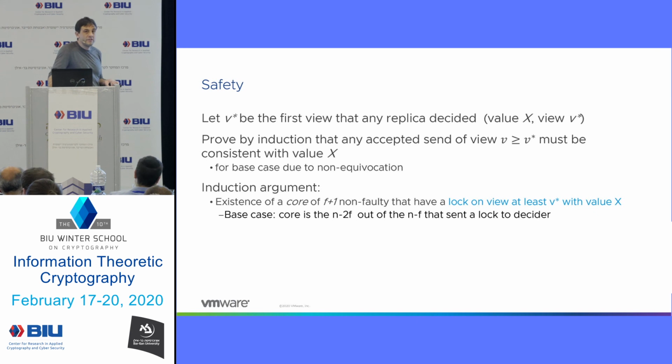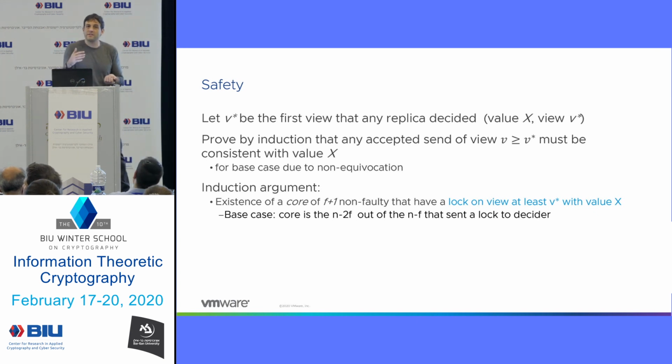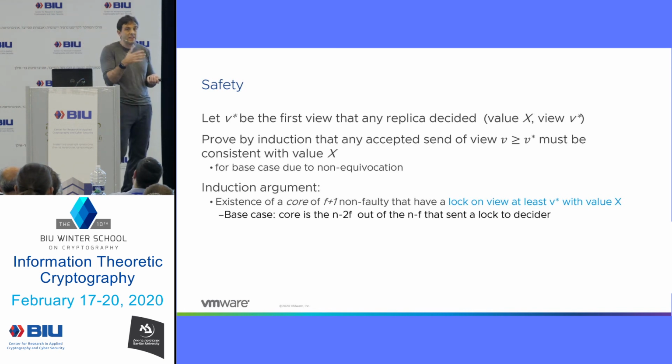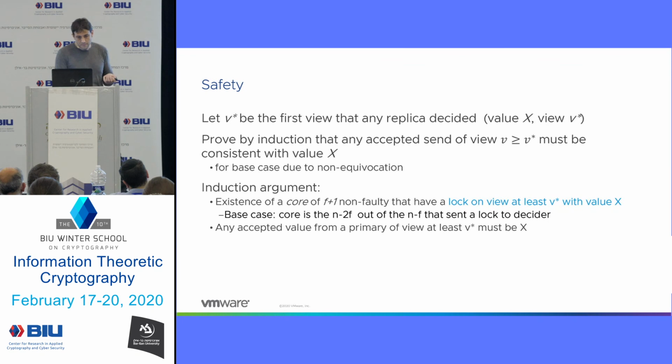And the reason this is true is, again, you can look at the base case. So in the base case, if somebody made a decision, it means it received n minus f locks. It means that at least n minus 2f of those were from honest parties, and these n minus 2f are exactly the core of f+1. So they will be the ones that are locked. They're preventing new primaries from making bad decisions.